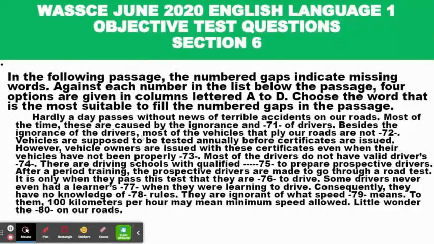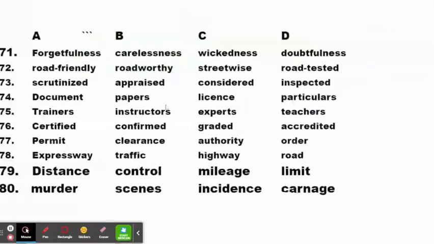Besides the ignorance of the drivers, most of the vehicles that ply our roads are not dash, and we have 72 in that gap. So let's go to 72. A, road friendly. B, roadworthy. C, streetwise. D, road tested. The correct option is B, roadworthy. Now you choose the options that are appropriate for road transportation.